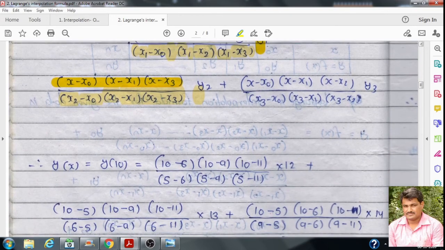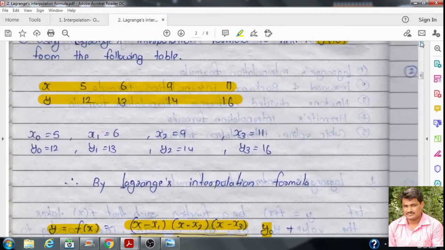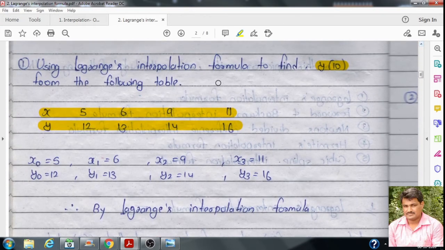If you substitute that, before that also remember one thing. What is the question given? Using Lagrange's interpolation to find out y of 10. Means the value of y at x is equal to 10.